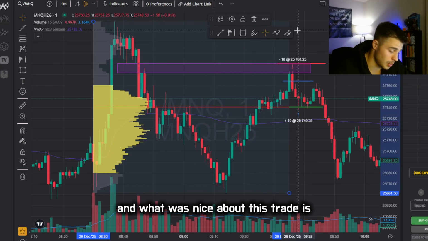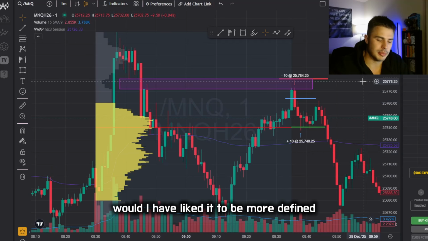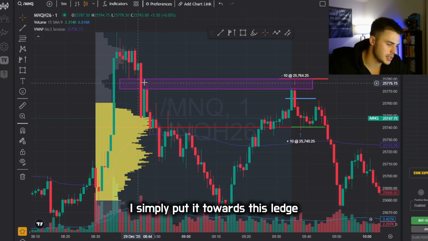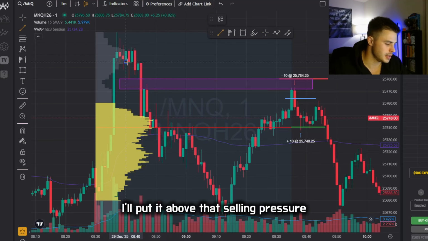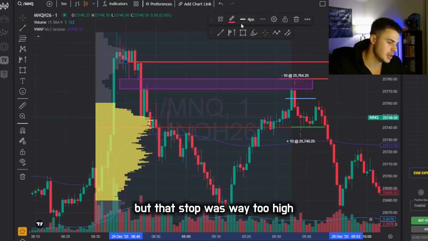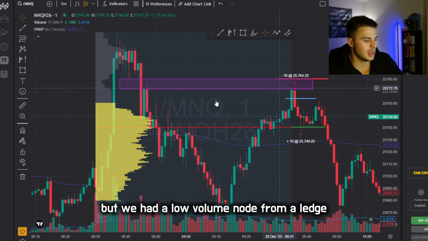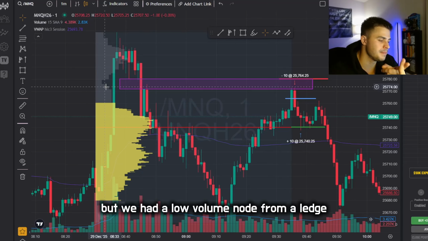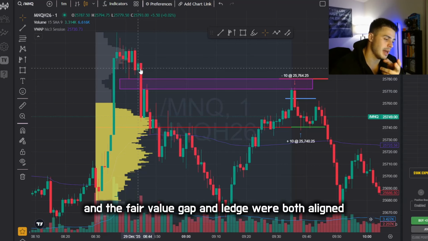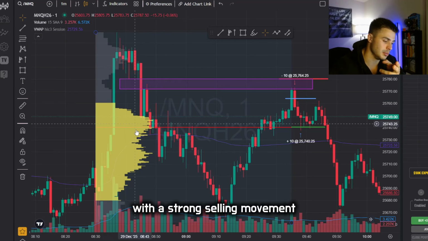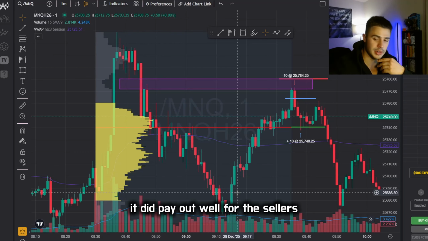And what was nice about this trade is my risk was defined. Would I have liked it to be more defined? Yeah, but it was there. I simply put it towards this ledge. Usually what I like to do is I'll put it above that selling pressure, but that stop was way too high, or I'll find an area on Bookmap where the order flow, there wasn't anything specific. But we had a low volume node from a ledge. We had a fair value gap, and the fair value gap and ledge were both aligned with a strong selling movement with abnormally high volume, which is good to see. And obviously, it did pay out well for the sellers the first time around.